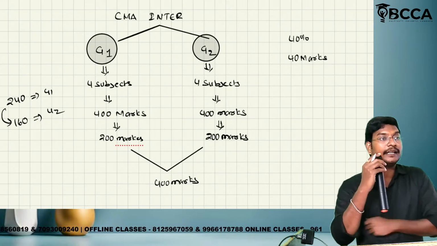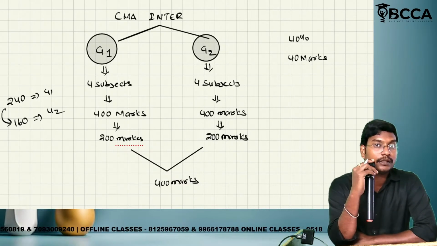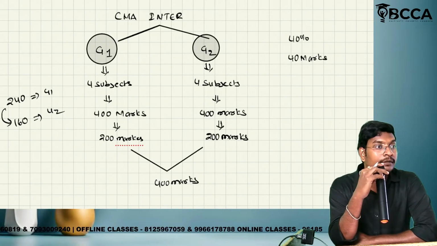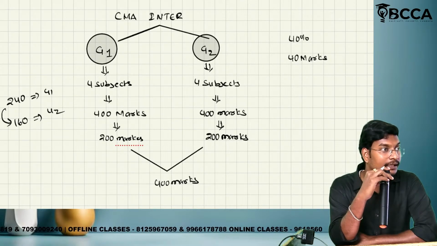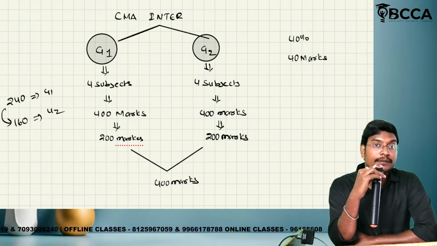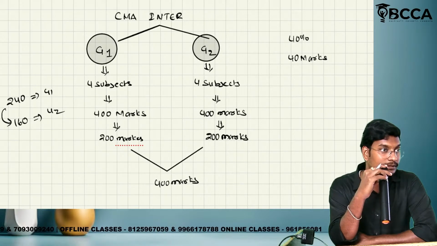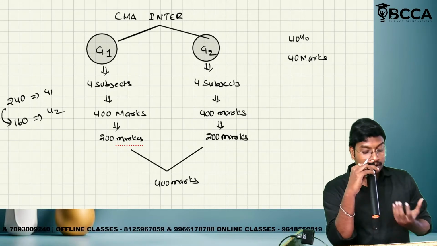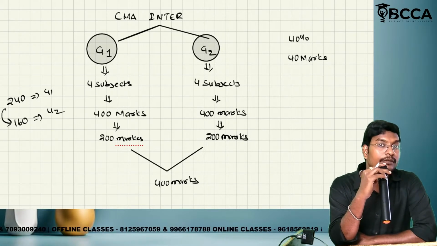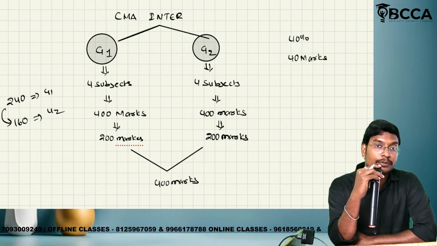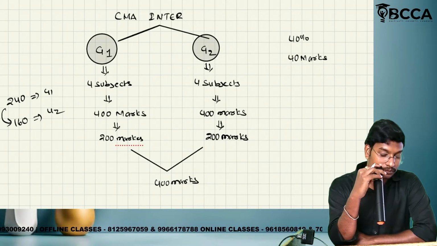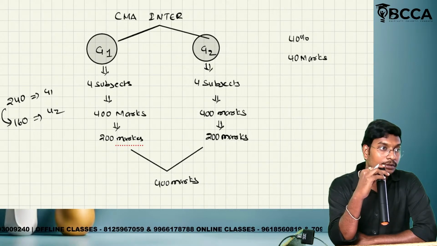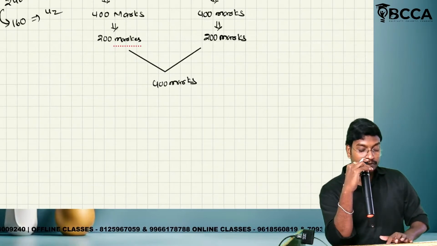Why, sir? In Group 1 we have the basics. If you see financial accounting, the CMA Foundation syllabus is repeated again in CMA Inter. That's why Group 1 has the basics. If you learn Group 1 perfectly, then only will you clear Group 2; otherwise we cannot clear Group 2. So we are starting first with Group 1. In Group 1 we have 4 subjects.